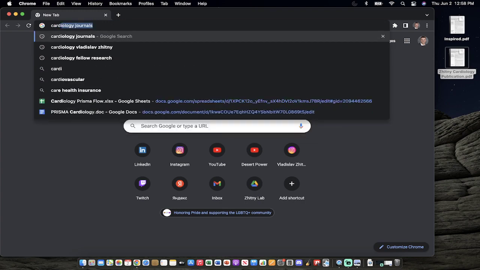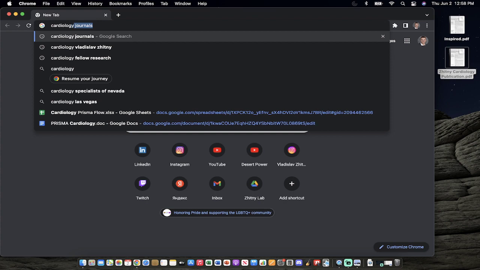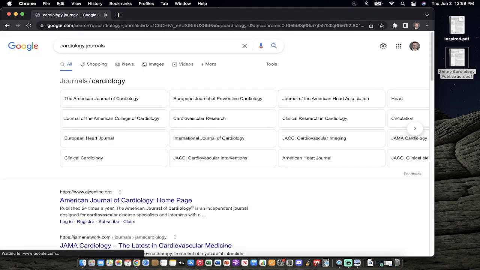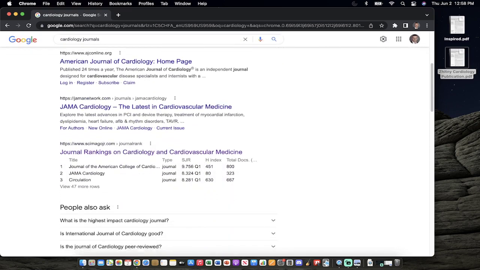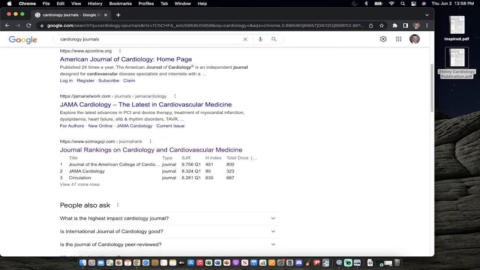So in this instance, when I was working in my medical school laboratory, the theme that I had to work in was cardiology journals. Once you type in cardiology journals, you essentially want to go down to a journal ranking site called SCImago. This is available in all disciplines, whether you're writing a paper in cardiology, endocrinology, anesthesiology, or a surgical subspecialty.